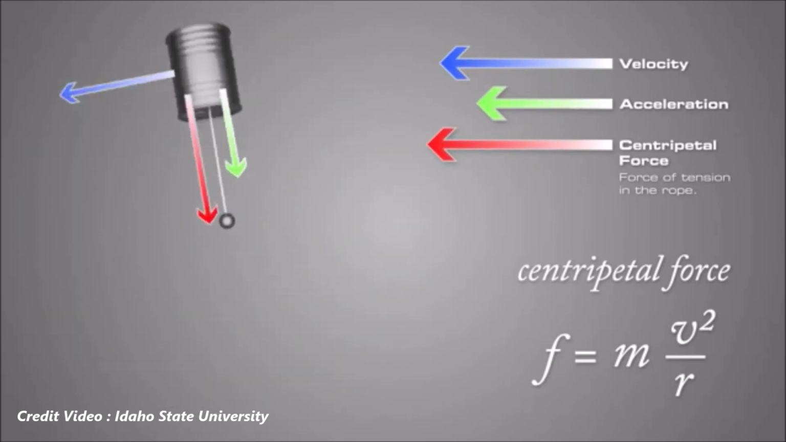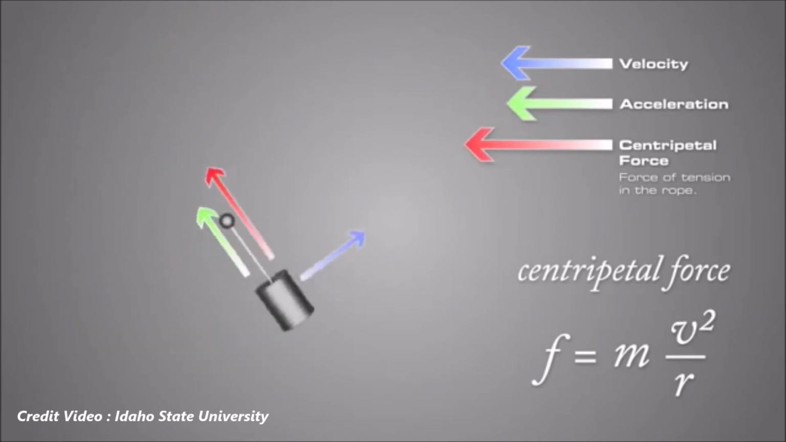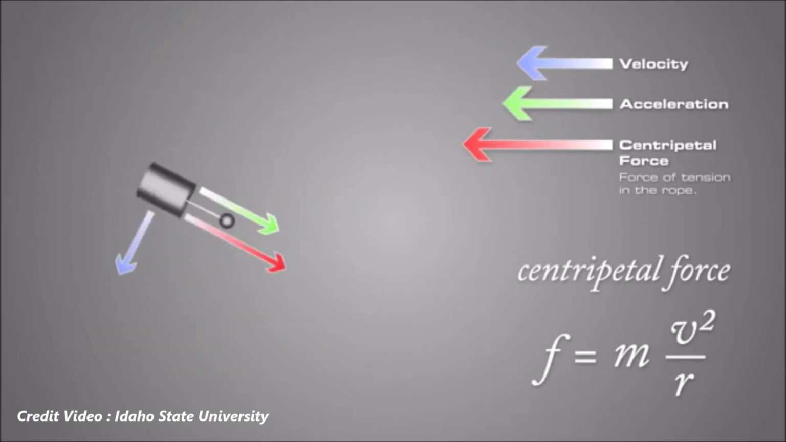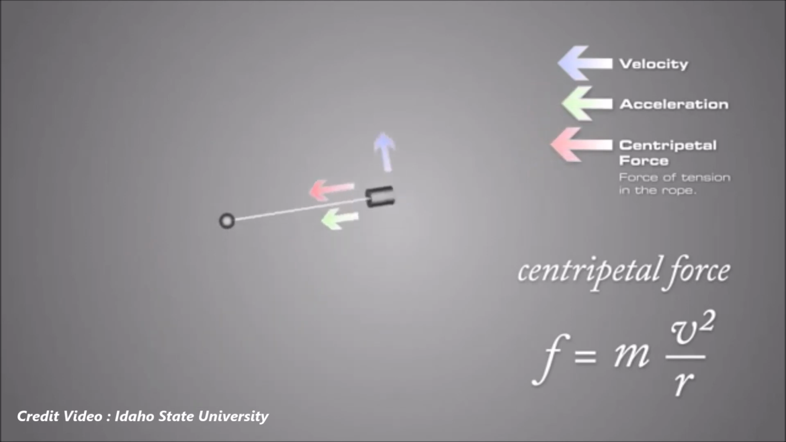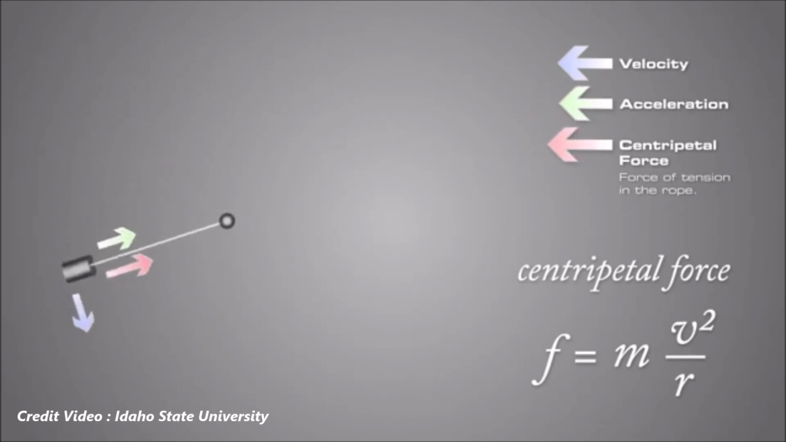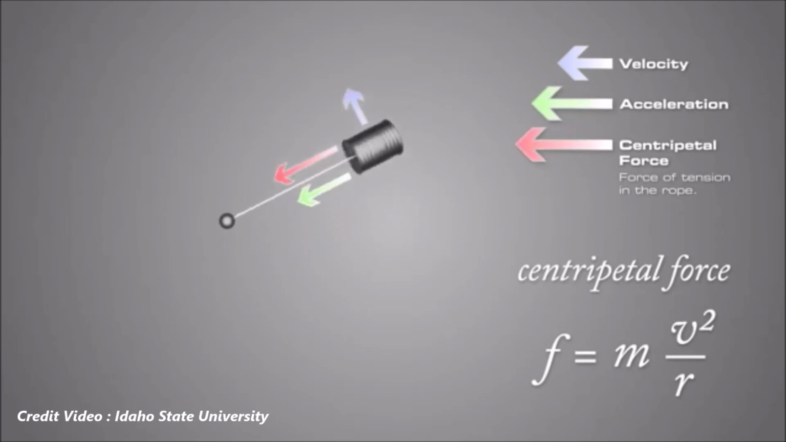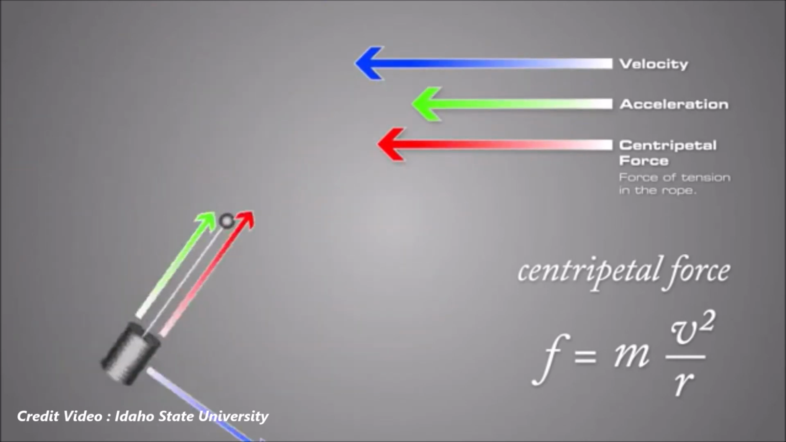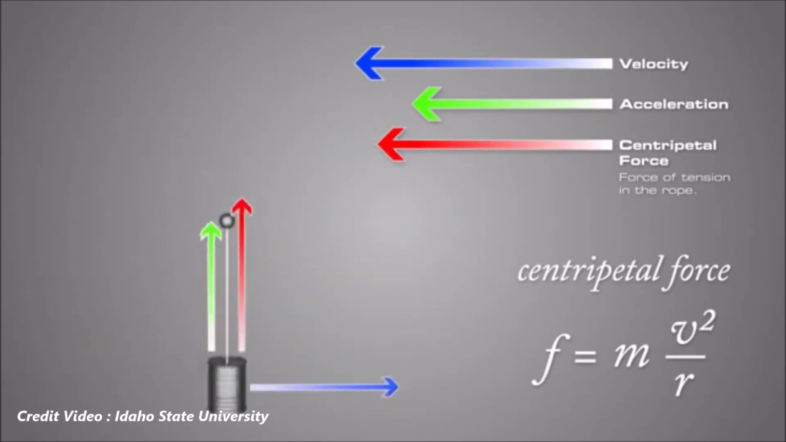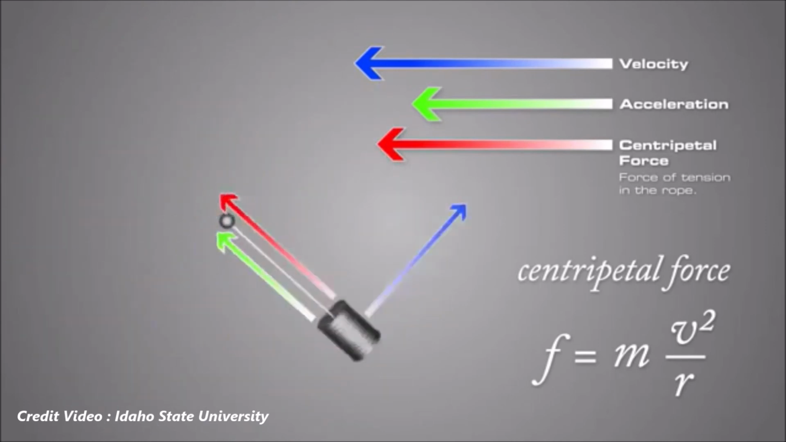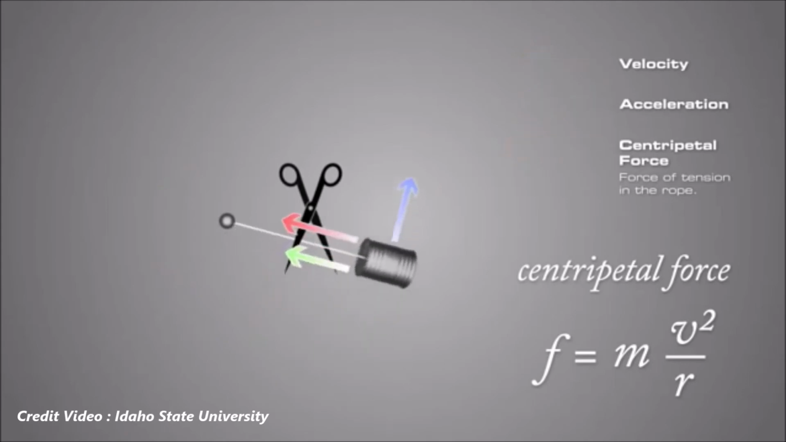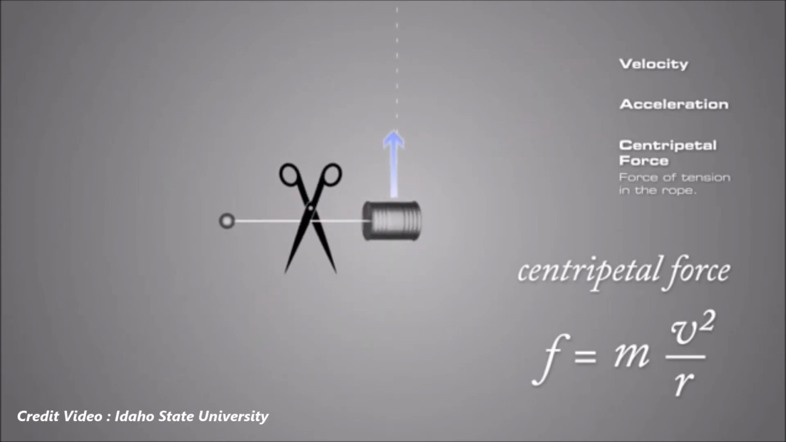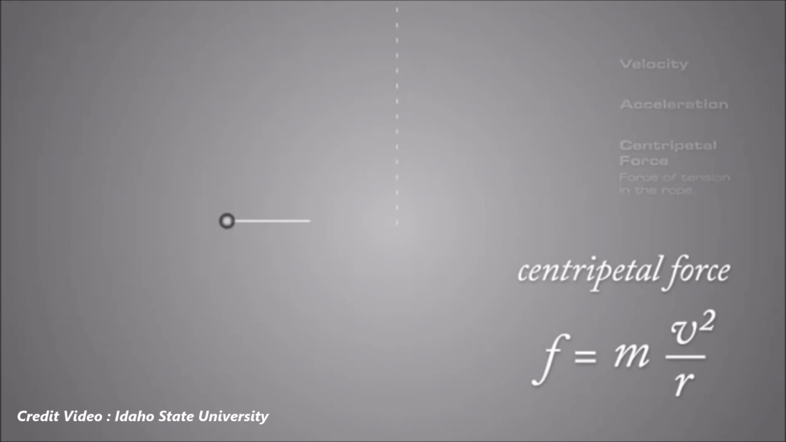An increase in mass or velocity, or a decrease in radius, will result in an increase in the centripetal force. A decrease in mass or velocity, or an increase in radius, will result in a decrease in the centripetal force. A change in velocity results in the largest change in centripetal force. If the rope is cut, the can will no longer maintain a circular path, and it will fly in a straight line tangent due to Newton's first law of inertia.